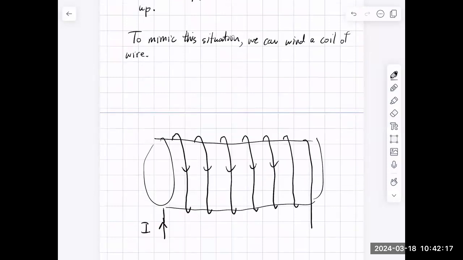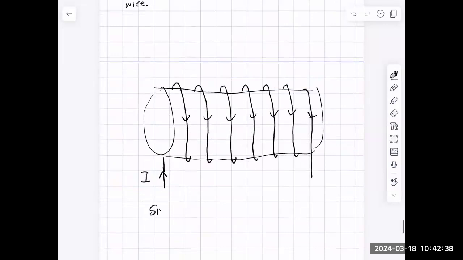And so then we end up with a current that's doing something like this. This is basically equivalent to putting a bunch of current loops side by side, but it's much easier to make. You just have one long wire and you just wrap it around the cylinder. Okay, so this is similar to a collection of current loops.